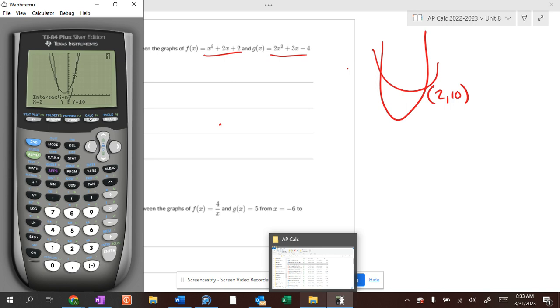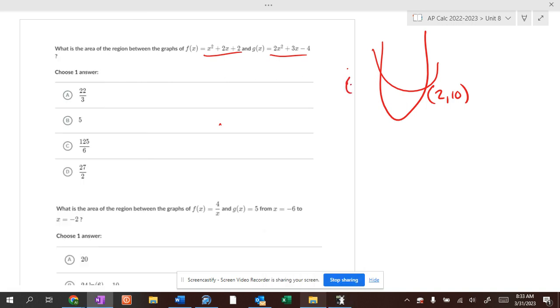Then we'll do that again. Second trace, intersect, 5. We'll go to the left-hand side. Go enter, enter, enter. -3, 5 is where they intersected. So now I've got to go top curve minus the bottom curve.